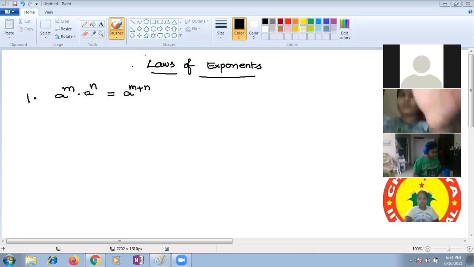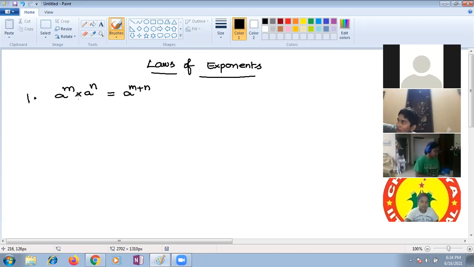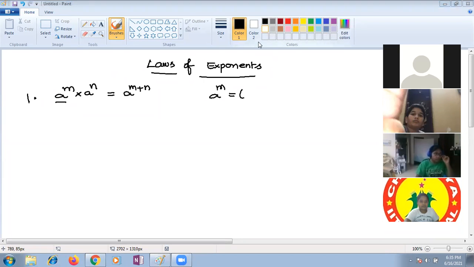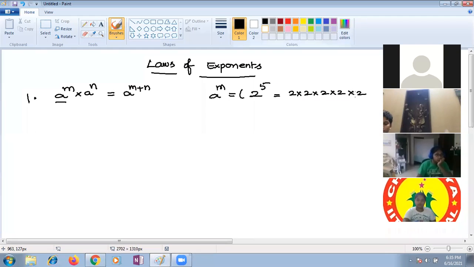See, suppose this is a power m, the dot means multiplication, children. Nothing is there, I'm just keeping a dot, it means multiplication. So what does a power m mean, children? Suppose I take 2 power 5. What is the value of 2 power 5, children? Ma'am, 2 multiplied 5 times. Very good. 2 multiplied 5 times.